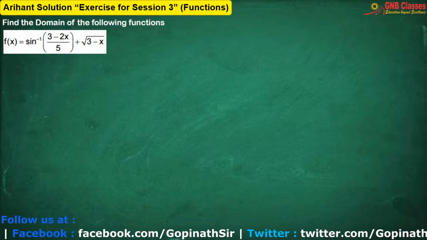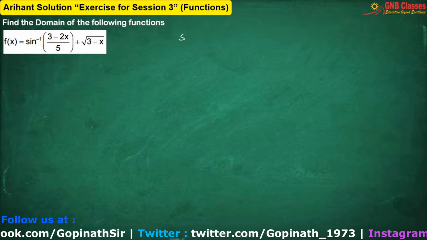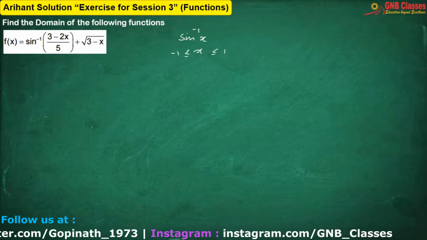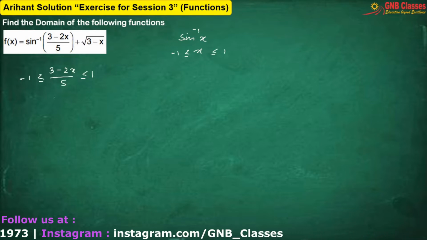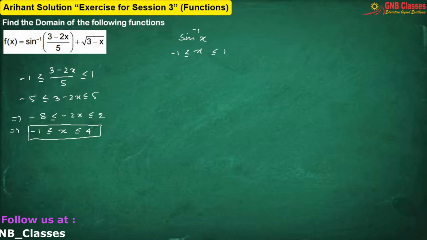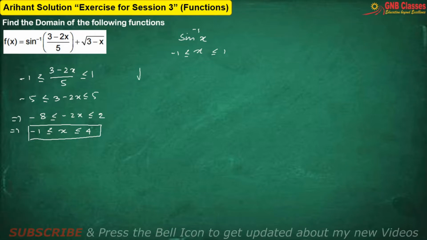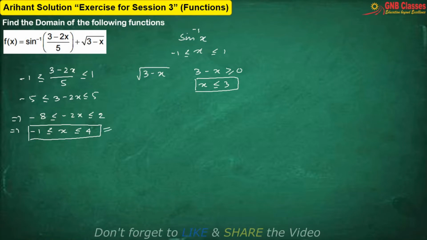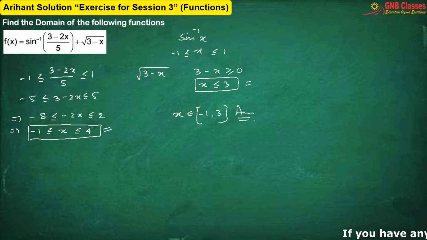Now, to define the function, first of all, we know that sine inverse x always lies between -1 and 1. Thus, is it clear? Have you understood it? Okay. Now, for the next one, under root 3 minus x, this is defined when x is less than or equal to 3. Therefore, the required domain is the common region between these two, so the domain for this function is x belongs to closed -1 to closed 3.